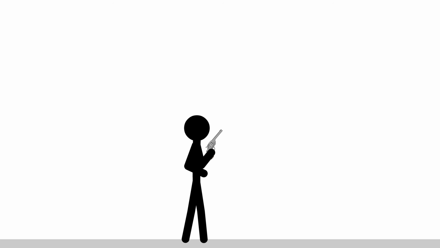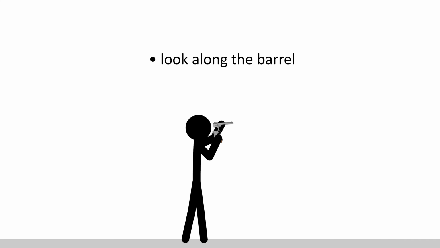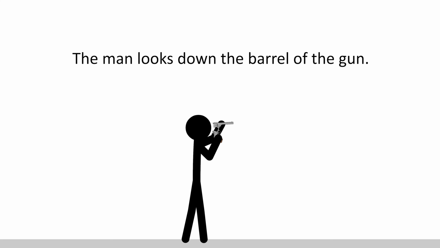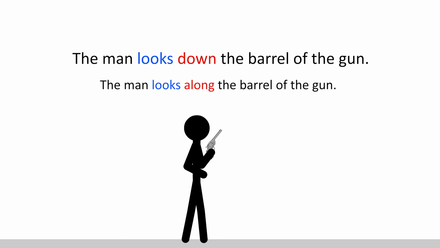Okay, let's try one more. How do you think we could describe this? Here, a man looks along the barrel of a gun. So we can say, the man looks down the barrel of the gun. Looks means look, and down means along. So the sentence just means, the man looks along the barrel of the gun.